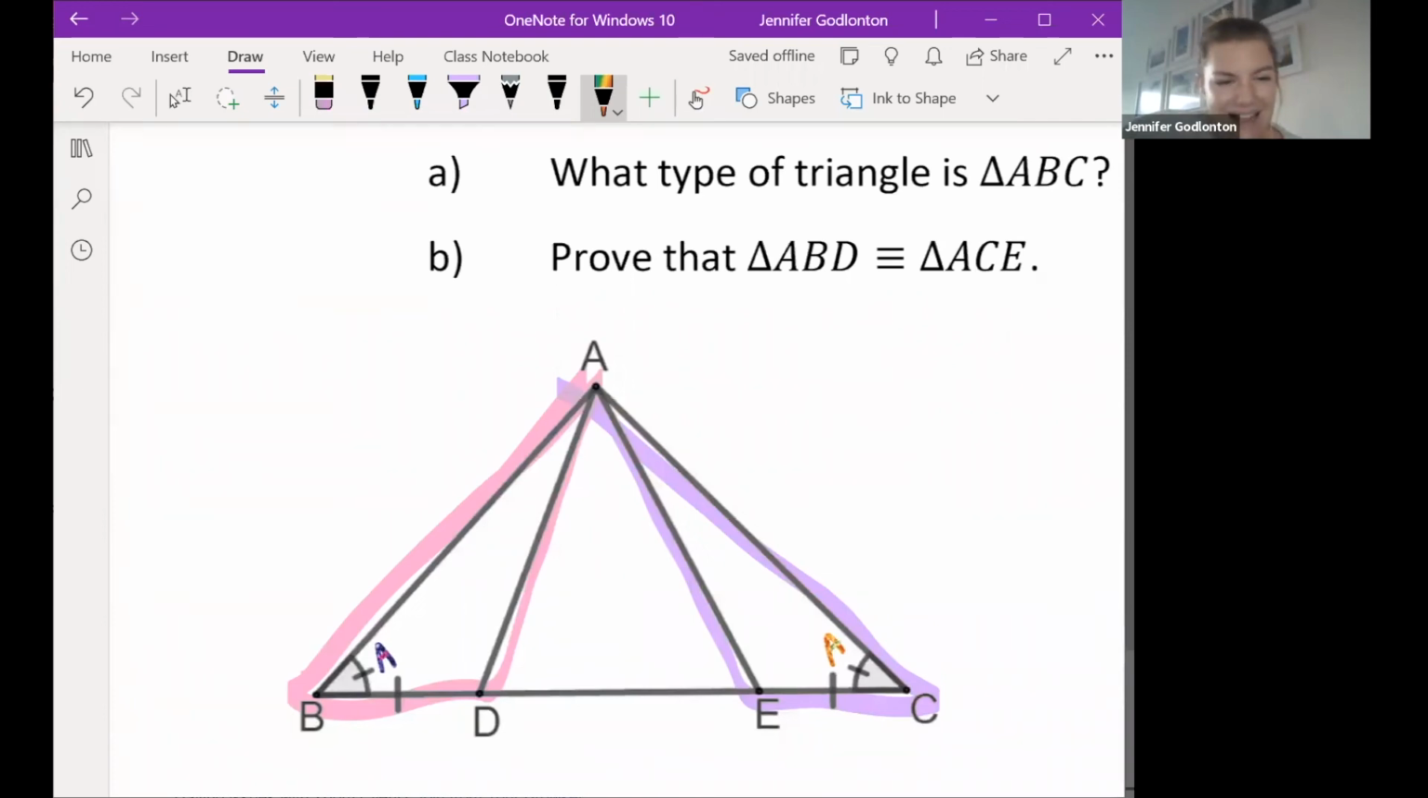AD and AE. No. No, I think I might have found one that might be tripping you guys up. I think I finally found a goodie here.